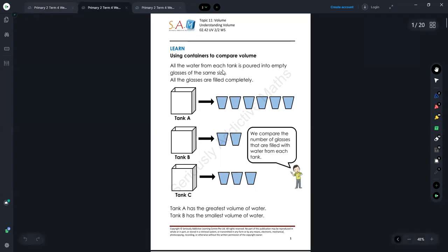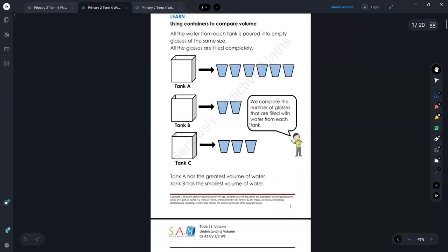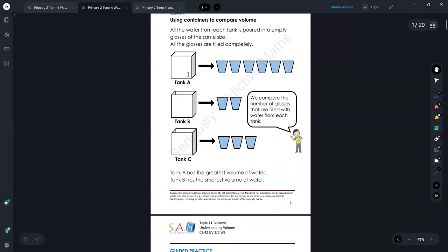Okay, all the water from each is poured into glasses of water. So you can see, the more glasses of water it can fill up, the greater the volume is. Okay, so how to read this? Look, tank A is equal to 1, 2, 3, 4, 5, 6 cups of water. Tank B is equal to 2 cups. Tank C is equal to 3 cups.